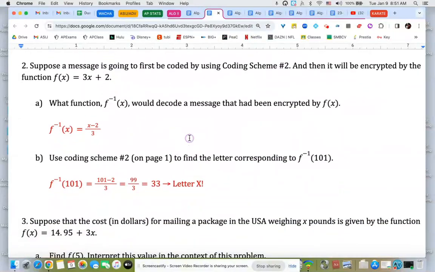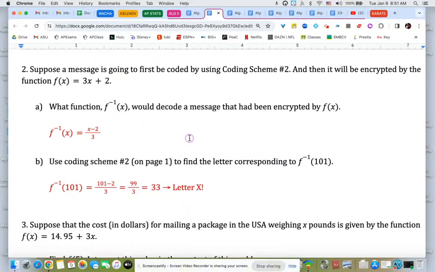Okay, this is more practice with the coding scheme, but this time, instead of doing what we did before, we're going to do something different. We're going to do that 3x plus 2 to the coding scheme. So to undo that, you have to subtract 2, divide by 3. So you can see that there, right?